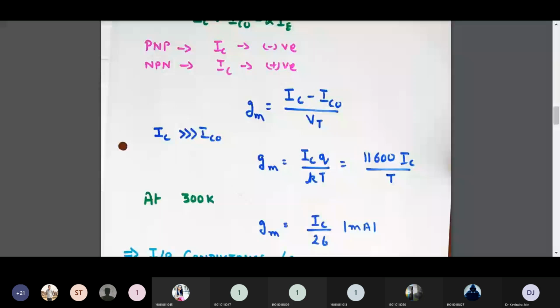Hello students, I hope I'm audible, screen is visible, you are able to understand how to put the values and how to calculate it. In case you are not able to understand, please let me know right now.